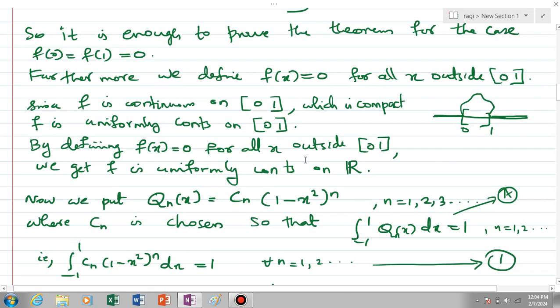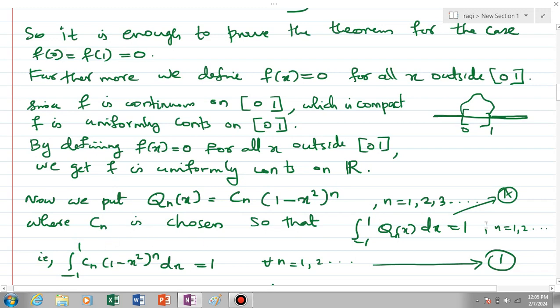Now we put another set of polynomials: Qn(x) equal to Cn times (1 minus x squared) raised to n, where n is running from 1, 2, 3, etc. Here Cn is so chosen that the integral from minus 1 to 1 of Qn(x) dx is equal to 1. That is, when we integrate this function Qn(x) from minus 1 to 1, we get the result equal to 1, in such a way that we have chosen Cn.